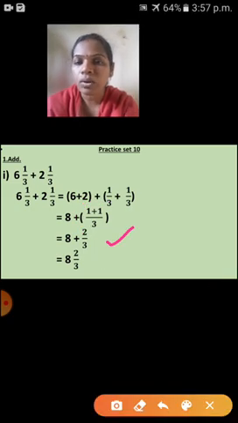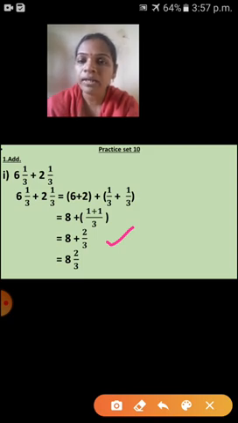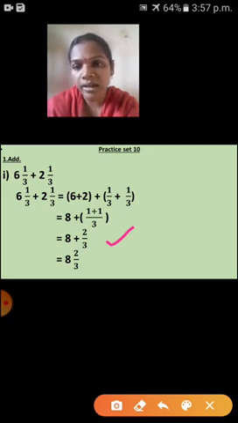Yes, 2. 2 upon 3. So final answer, you have to combine that whole number and proper fraction. That means 8, 2 upon 3. Understood, children? Shall I go to next? Second sum is, so first question I had, it contains 4 sums. First sum, it is over. Second one, shall I start?